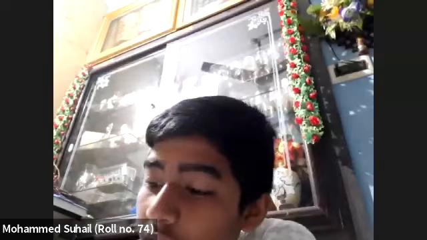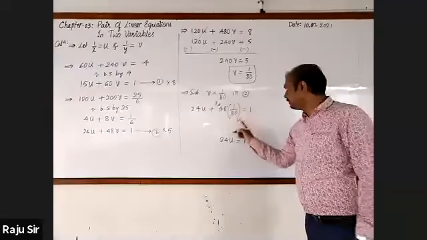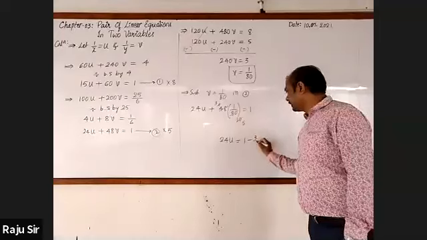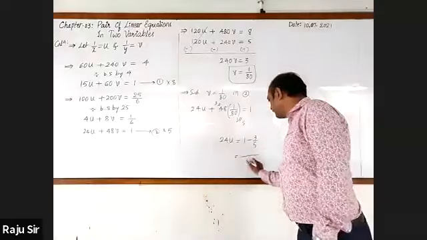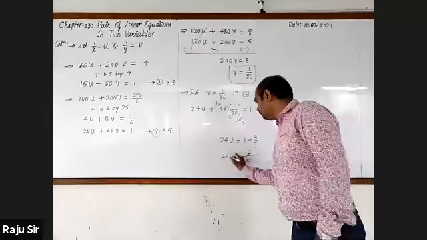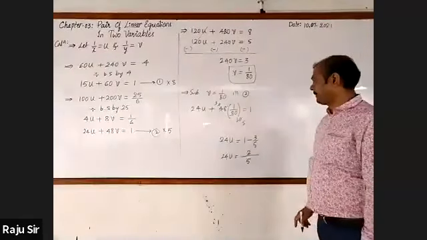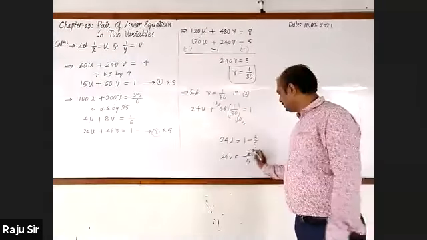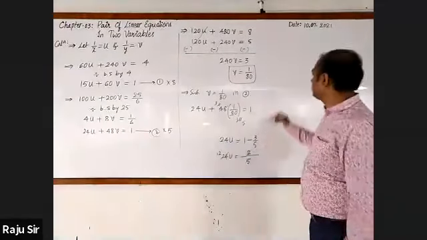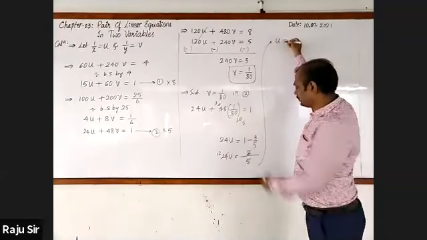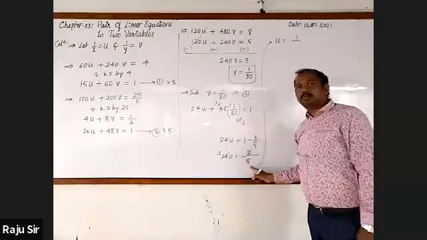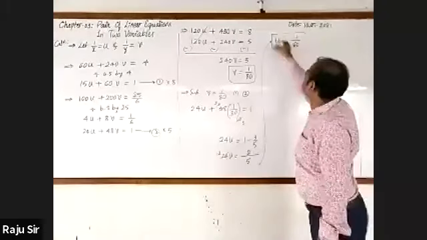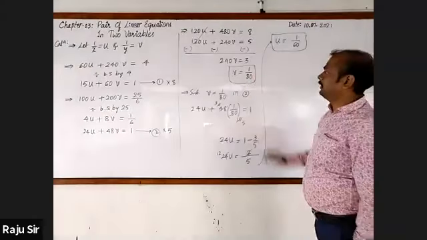24u is equal to 1. Transfer 3 by 5 to the right hand side. It becomes 1 minus 3 by 5. Take LCM and simplify. LCM is 5. This will be 5 minus 3, this is 2. So 24u is equal to 2 by 5. Then 2 ones are 2, 2 12s are 24. Cross multiply. u is equal to 1 by 5 into 12, it is 60. Yes. We got both u and v.